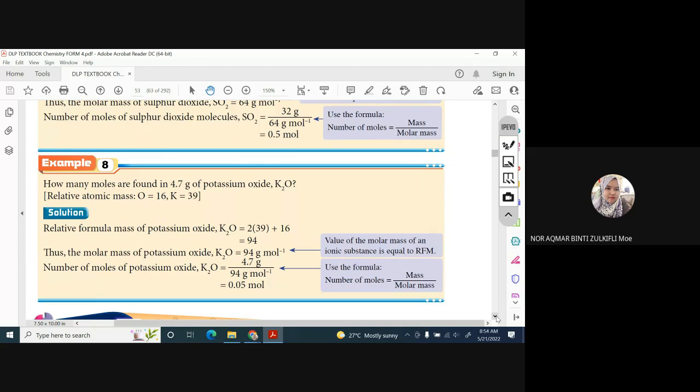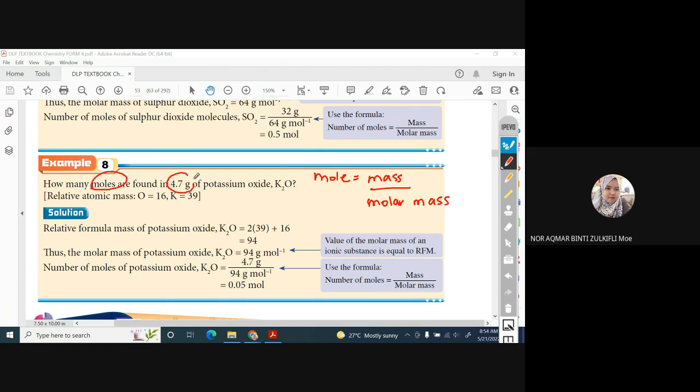Okay. Ini pun cikgu rasa direct soalan sahaja, sama juga. First thing, write down the formula first. If you practice a lot, you will remember the formula. Mass over molar mass. So dalam exam pun sama. Just write down the formula. Okay. So how many moles?